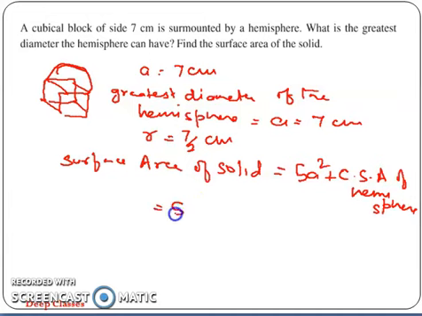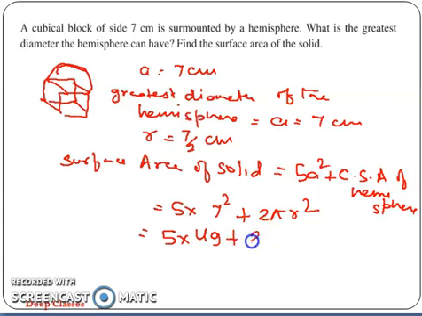So we can write 5 into r square, which is 7 square, plus the curved surface area of the hemisphere, we can write 2 pi r square. So this is 5 into 7, 49, plus 2 into 22 upon 7 into r, where r is 7 upon 2 whole square. Now we can multiply these two.